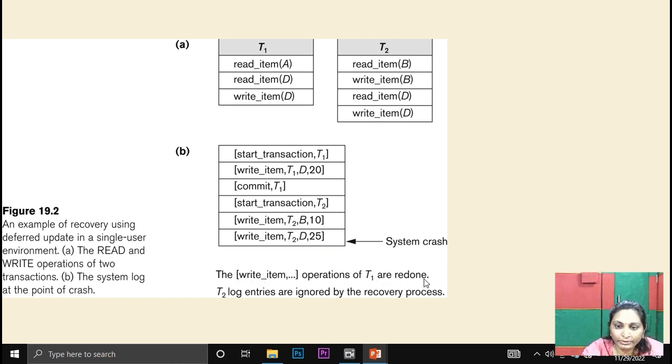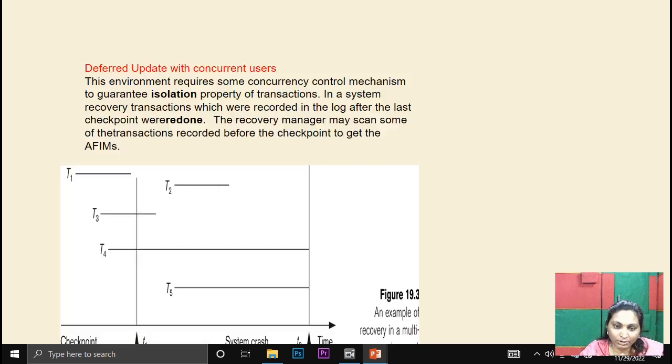The write atom operations of T1 are redone. T2 log entries are ignored by the recovery process. Here the system crash happens at the time of transaction T2 execution. In that case, T2 is in the before phase and only transaction T1 will be completed. Here the value of D is 20, not 25, because transaction T2 fails because of the system crash. So the value of D will not be updated, it keeps the before value, that is D equal to 20.